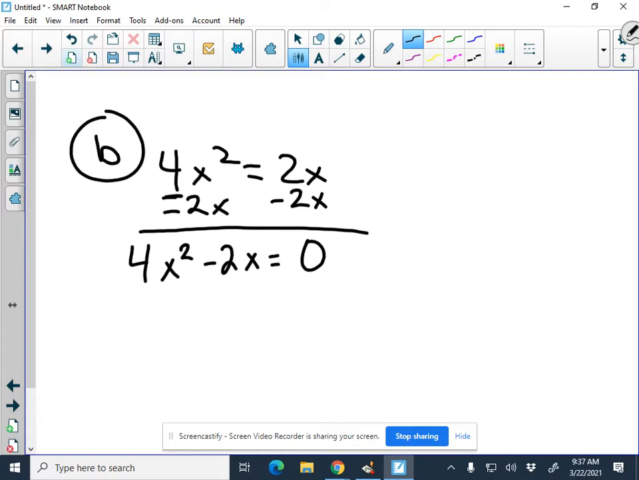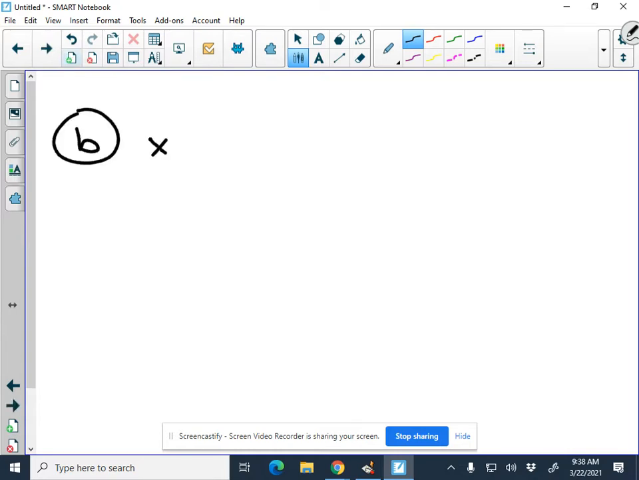Now this one, it's not 3 terms like the last one. This one only has 2. So in the case of 2 terms, you try to factor out the greatest common factor. 4 and 2, I'm going to factor out a 2. X squared and x, I'm going to factor out an x. Oh, I jumped up one, didn't I? I looked at the wrong part on B. Sorry. I'm going to go down to the B and do the correct B. Thank you for stopping me. I copied down the wrong problem.